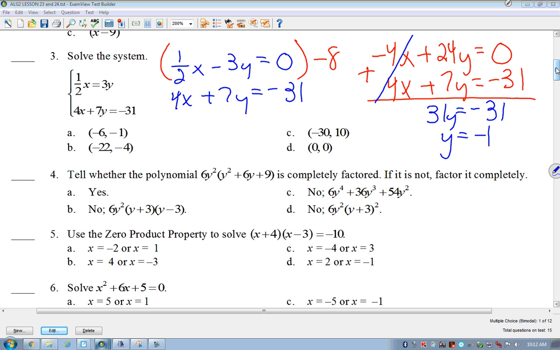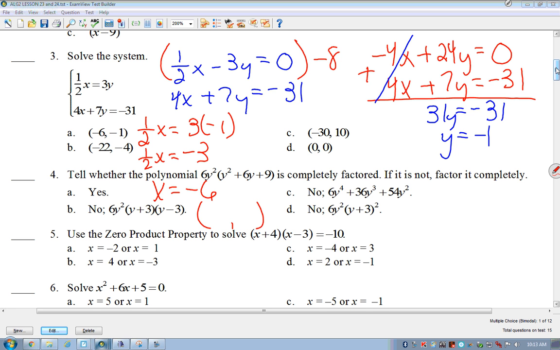Now that I know that y equals negative 1, what do I do with that? Plug it in. We could come back to our original equation here. 1/2 x equals, let's say, 3 times negative 1. So 1/2 x equals negative 3. What do I do with that? Divide by 1/2 or multiply by 2. So x equals negative 6.